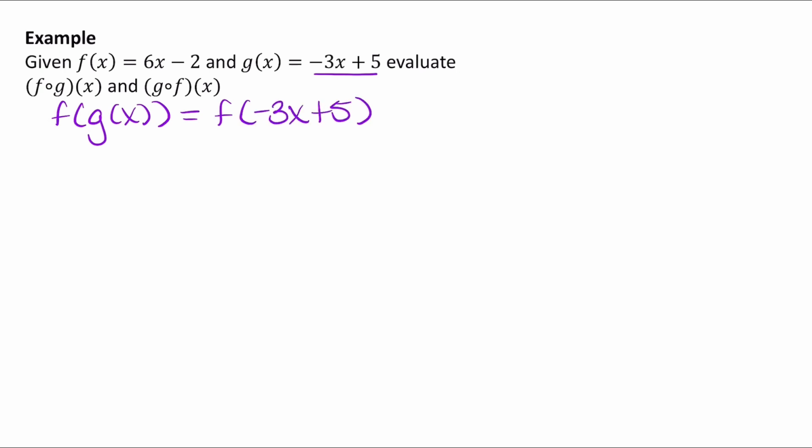So I'm going to go to my f of x, and then instead of x, I'm going to plug in negative 3x plus 5. So that's going to give me 6 times negative 3x plus 5, and then I have minus 2. Now all I need to do is simplify this expression.